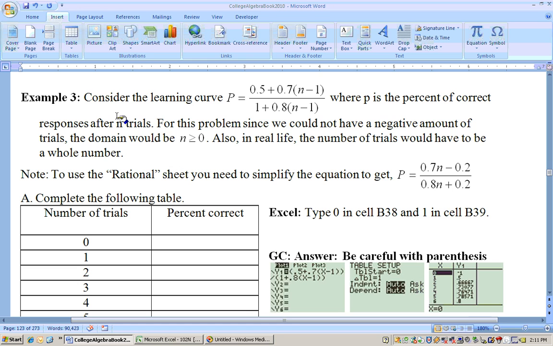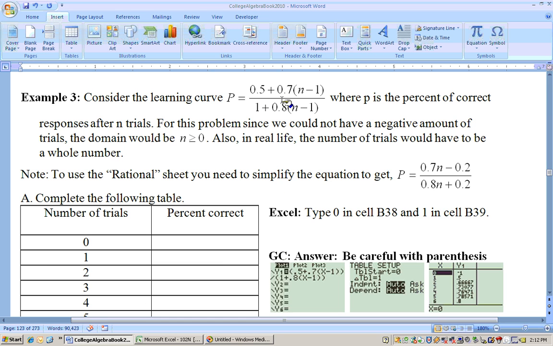Okay, this problem says consider the learning curve, this function right here, which is a rational function because there's a variable in the denominator. P is the percent you get right, and N is the number of tries you get. For example, you could plug a 2 into this, and this will tell you the percent right after you get 2 tries at, let's say, a driving test. If you plug 5 into N, that would tell you how many percent you get right after 5 tries, and so on. Now, what we need to do is simplify this a little bit.